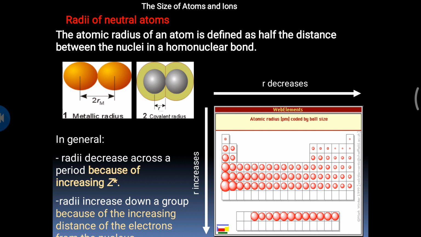In the last lecture we discussed the screening constant and effective nuclear charge. So radii decrease across the period because of increasing effective nuclear charge. Radii increase down the group because of the increasing distance of the outermost shell electron. So in a period, from left to right the size decreases, and from top to bottom the atomic radius increases.